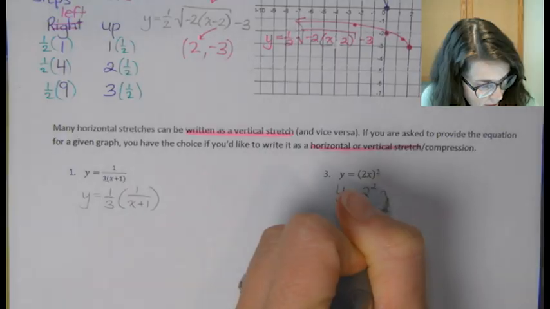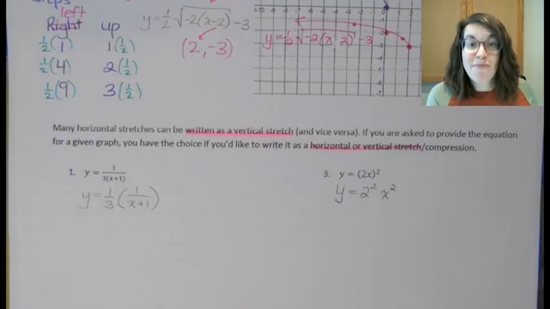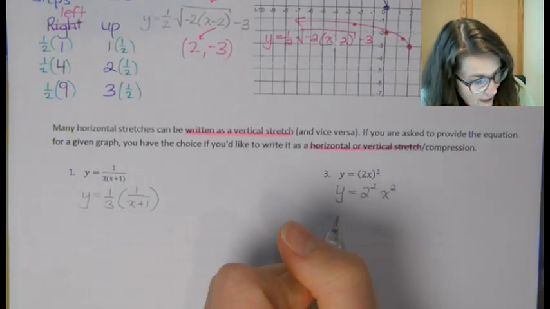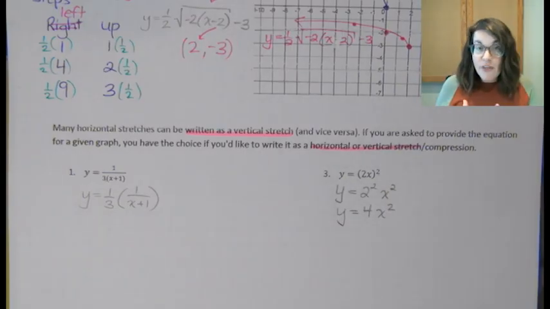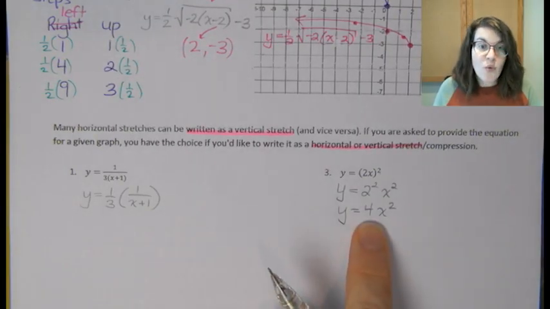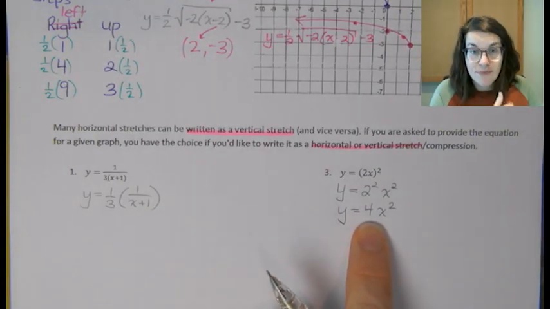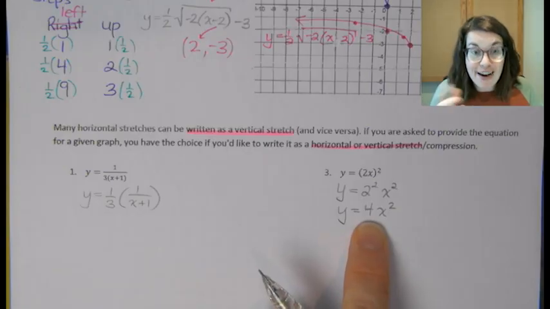2 squared, x squared, just using BEDMAS to get rid of my brackets. And then 2 squared is 4, x squared. So now all of a sudden the square doesn't apply to this coefficient. So this is a vertical stretch by a factor of 4.